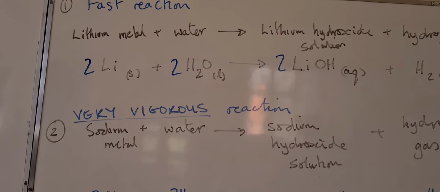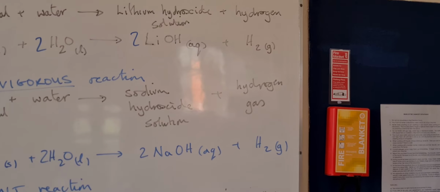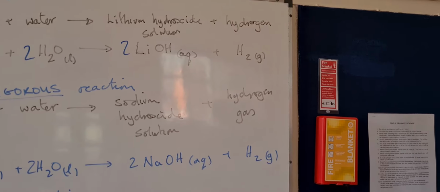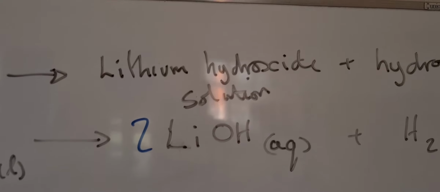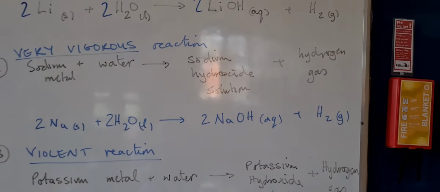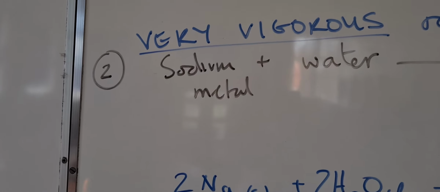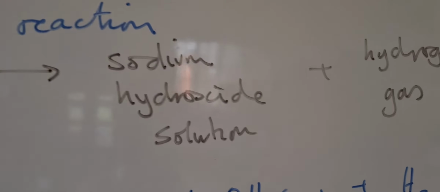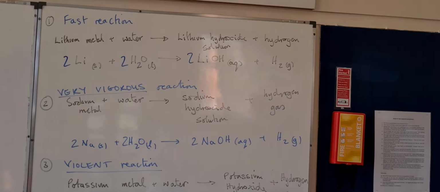Very vigorous reaction. Sodium metal and water will make sodium hydroxide solution. That's the alkali. So the sodium hydroxide is an alkali when we use sodium. So when we use sodium, we make sodium hydroxide, but can you see a similarity?